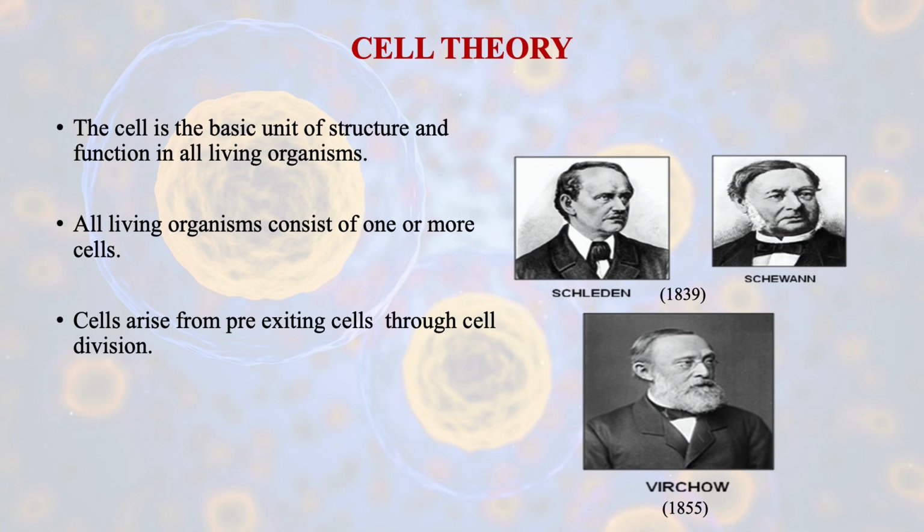And Robert Virchow concluded that cells arise from pre-existing cells through cell division. It means new cells originate from old cells through cell division. So these are the three fundamental points that led to the cell theory, and cell theory is a unifying concept of biology.